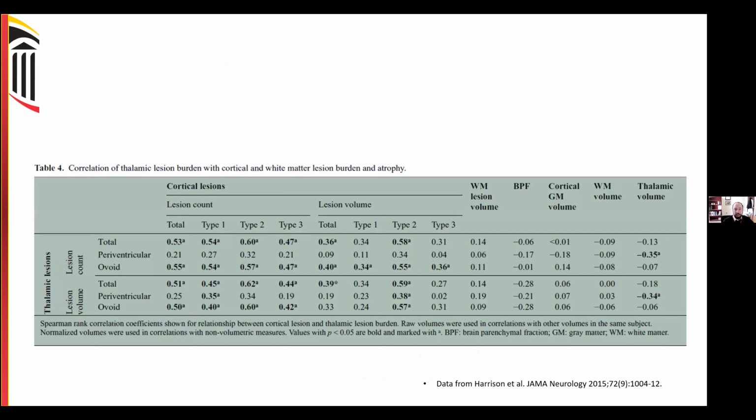And when we take a look at the thalamic lesion burden in comparison to some other aspects of MS on the MRI, we found that there was a very significant relationship between the thalamic lesion burden and different cortical lesion subtypes. But when you take a look at relationships with white matter lesion volume, you don't really see much of a relationship. So that possibly indicates that the underlying pathology that leads to deep gray matter lesions is very similar to what leads to pathology in cortical lesions, but is separate and distinct from what leads to the lesions seen in white matter.